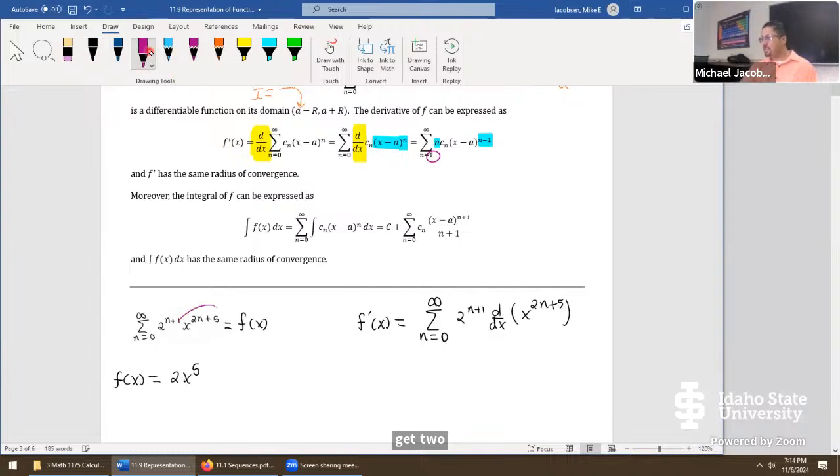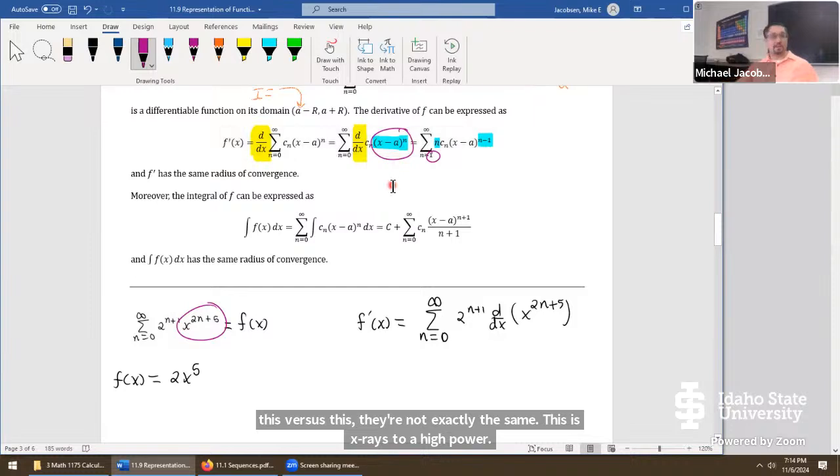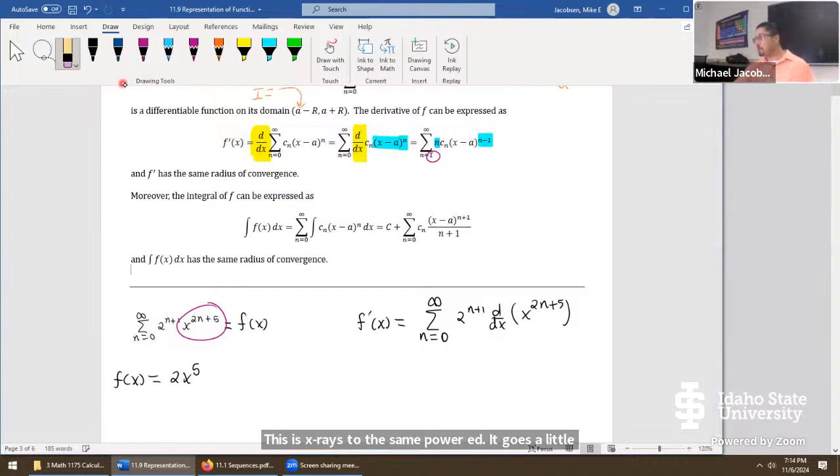Here's what my mistake was. In this versus this, they're not exactly the same. This is x raised to a high power. This is x raised to the same power n. It goes a little bit differently. Let's keep on writing these out just to explain why that really is a 1 right here. That part is not the typo.